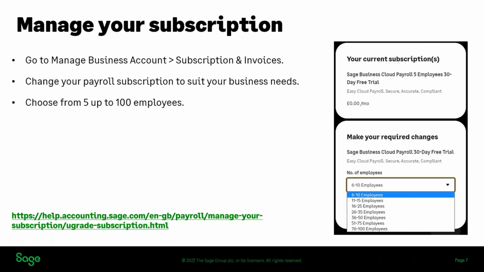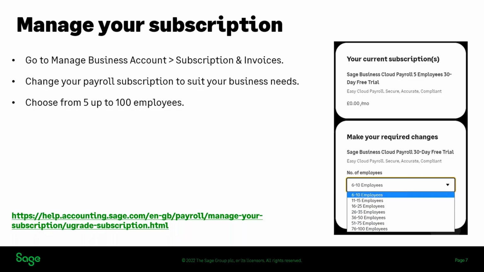You also get a lot of flexibility with your subscription. So if at any point you need to amend the number of employees in your license, it's as simple as going to Manage Business Account within Sage Business Cloud Payroll, and then Subscription and Invoices, and then you can change your subscription to suit your business needs. So if the business is growing, you're taking on more employees, you can increase the number of employees in your payroll, or if your employees have decreased, you can reduce them. And you can find that from the link on the current slide.